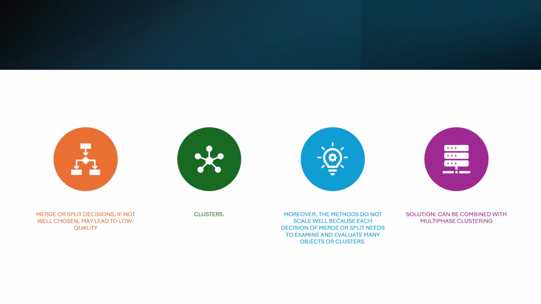Some of the problems encountered: merging or splitting decisions, if not well chosen, may lead to low quality of the clustering. Moreover, the methods do not scale well because each decision of merging or splitting needs to examine and evaluate many objects or clusters. The solution for this problem is that it can be combined with multi-phase clustering.